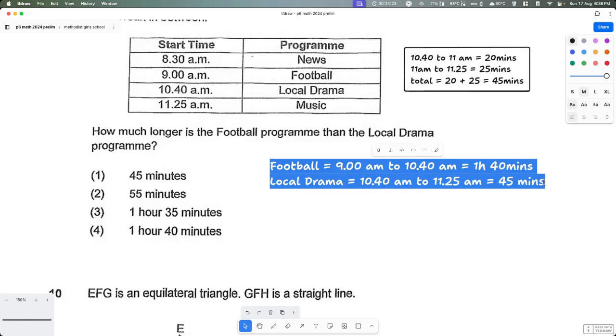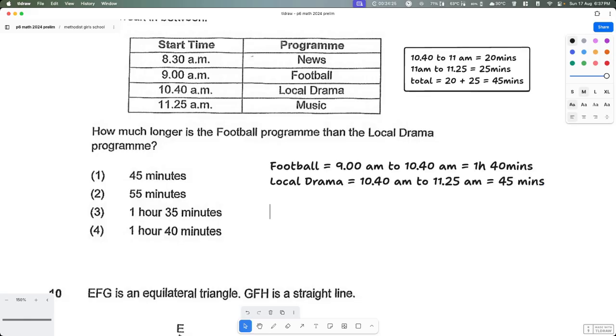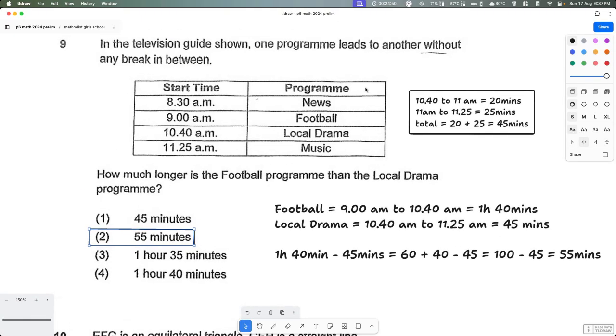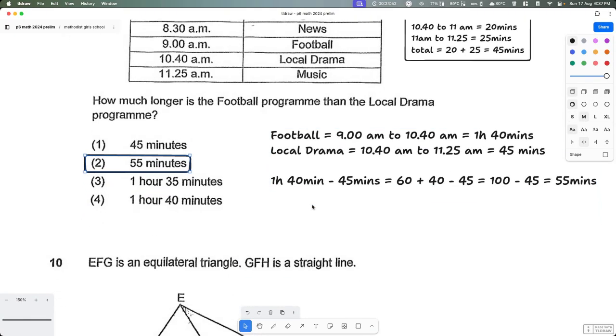Okay, so now with this, how much longer? It is basically 1 hour 40 minutes minus 45 minutes, which is equal to 60 plus 40 minus 45, which is equal to 100 minus 45, which is equal to 55 minutes. So the answer is option number 2 for question number 9. All right, let's move on to the next question.